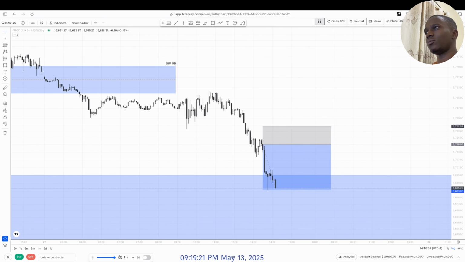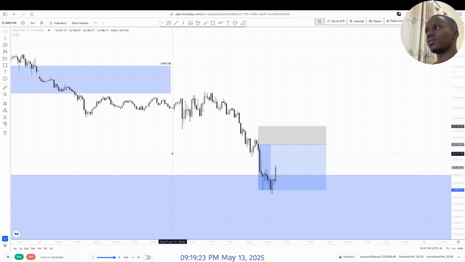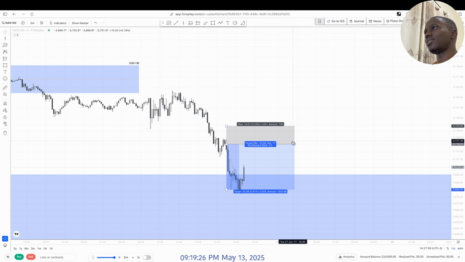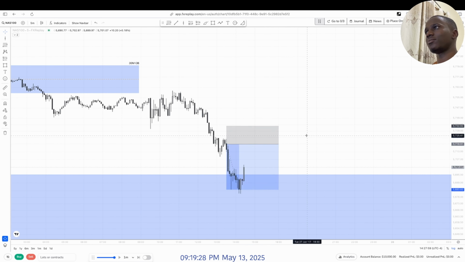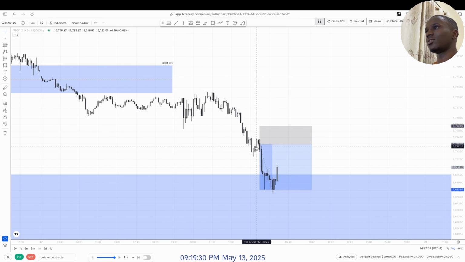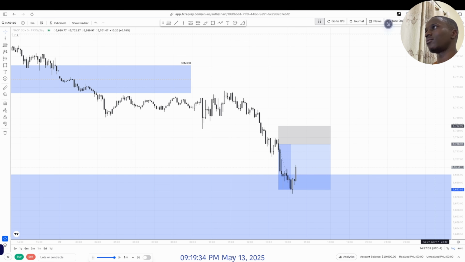Come on, it was almost there. Okay, now TP was hit finally, so good win, good small win. Fair value gap, we enter, download the image. So how many trades so far?